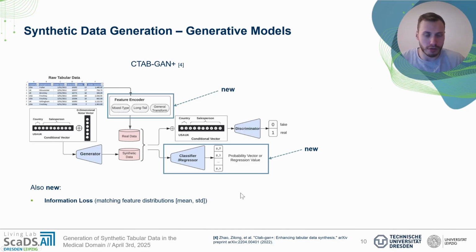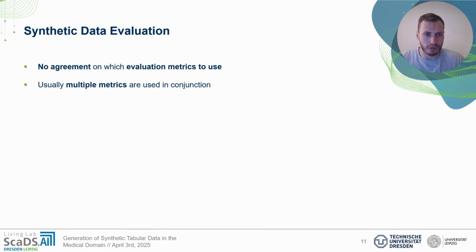So after we had now a look at different architectures, how do we actually know if the data generated by any of them is any good? How do we judge that? First of all, there's not exactly an agreement on which specific evaluation metrics to use, but usually multiple metrics are used in conjunction. And roughly they can be divided into three categories.